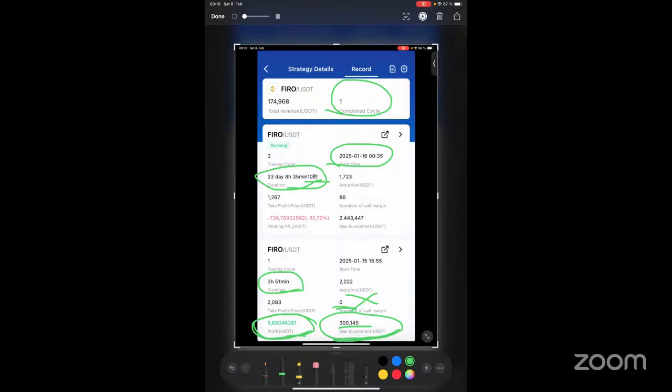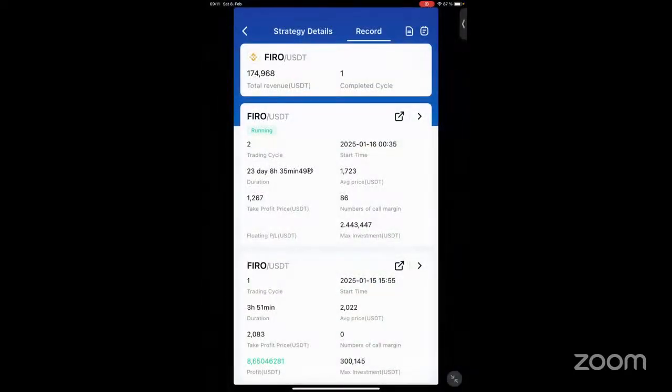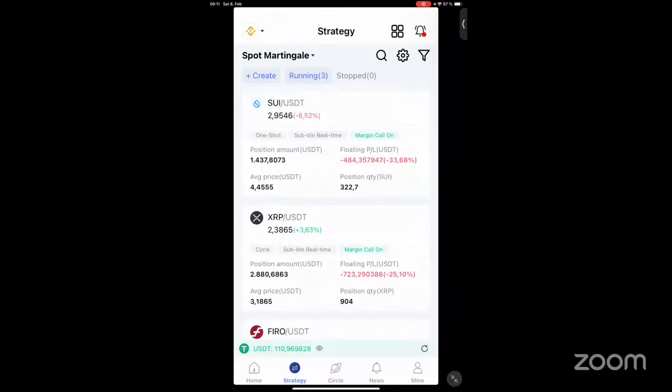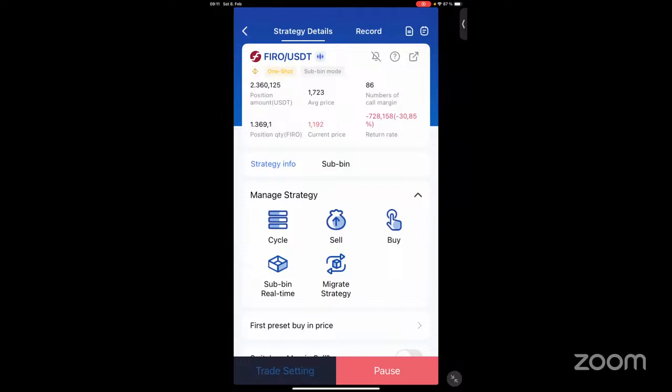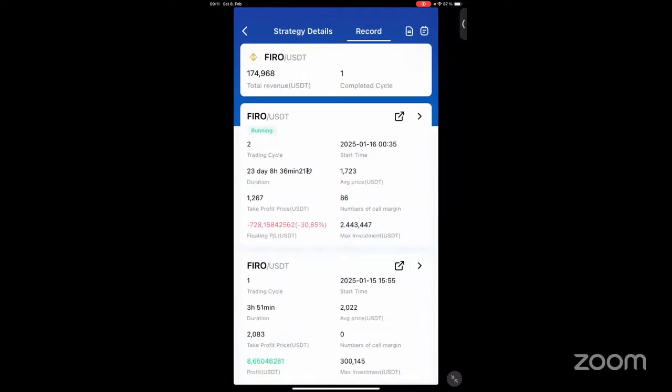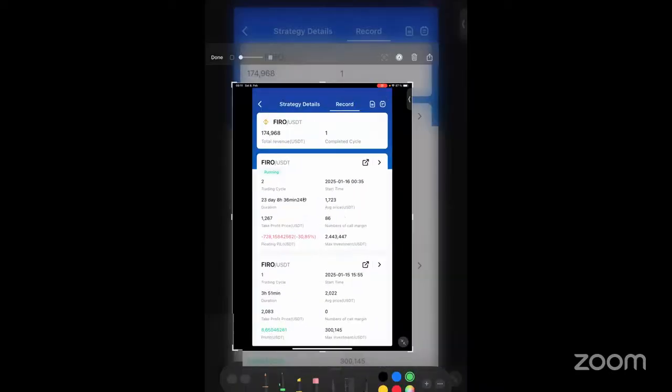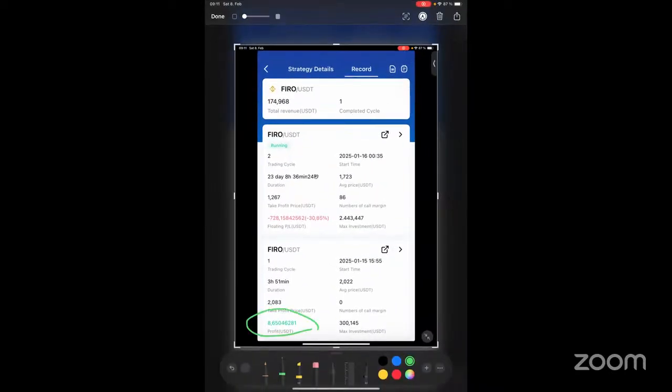Then let's look at the floating profit. If I decide to sell this, I'll lose this. The maximum investment so far was 2,443. Even though now, I don't know, let me see how much is there currently. 2,360. Okay. But the maximum that has been invested was 2,443. Okay. Now, look at something here. This is 8.6. This is 174.